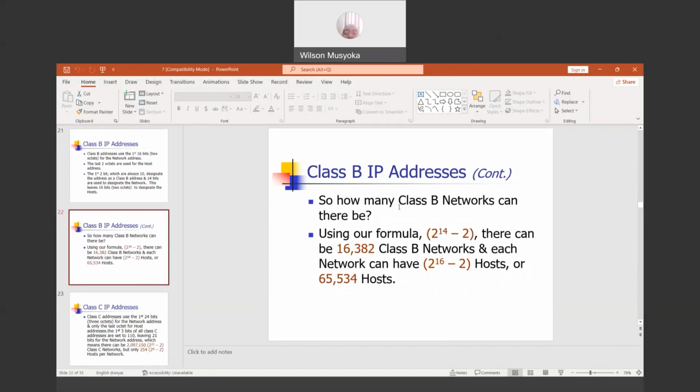This is how it looks. Using the formula, 2 raised to the power 14, you can always have 16,382 networks, and each network can also have 65,534 hosts using that same formula.